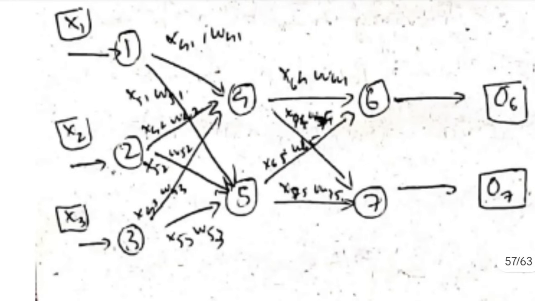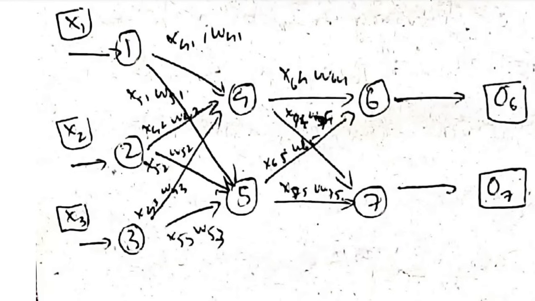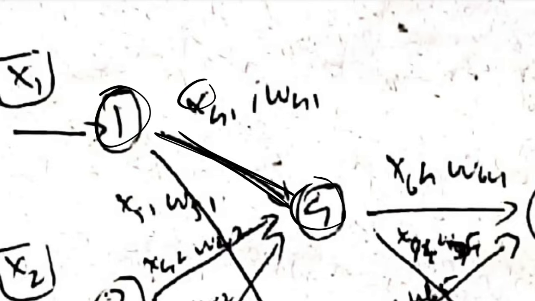Sorry for the bad diagram, but I'll explain briefly what's happening. X1, X2, X3 are the input values. If you get to know what I've written here, you can easily get to know what I've written in the rest of the things also. Between 1 and 4, you can see an edge, right? I've written X because X is here, and W because the edge has some weight, okay?